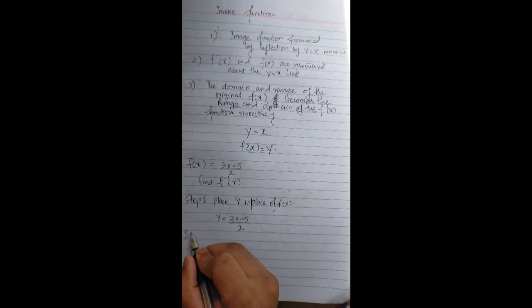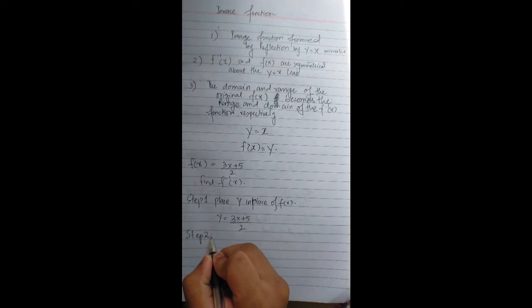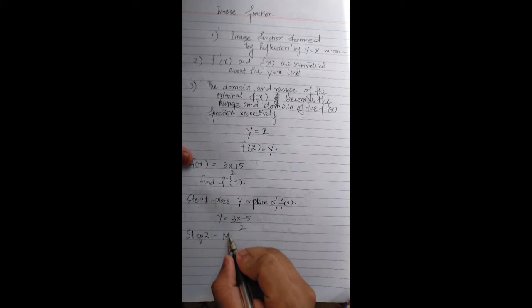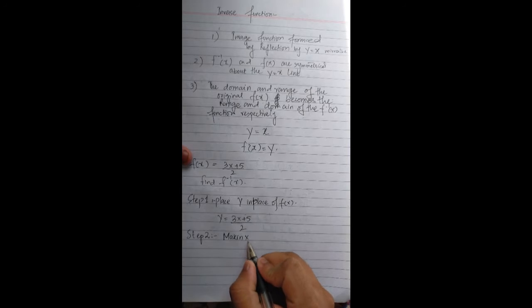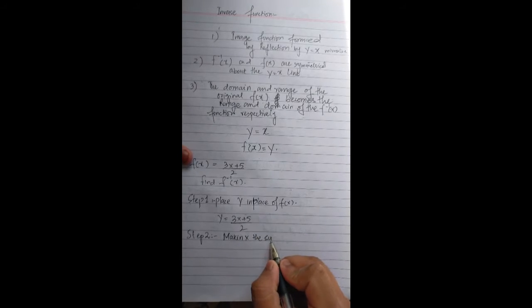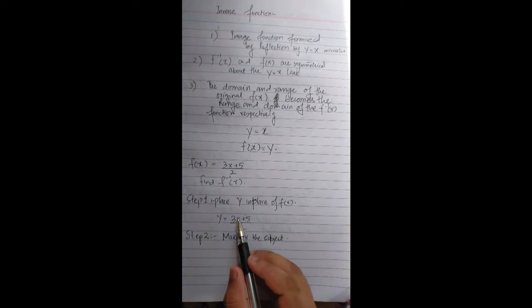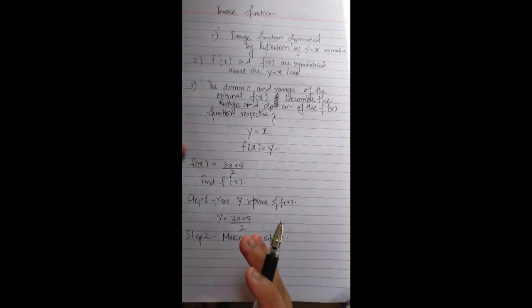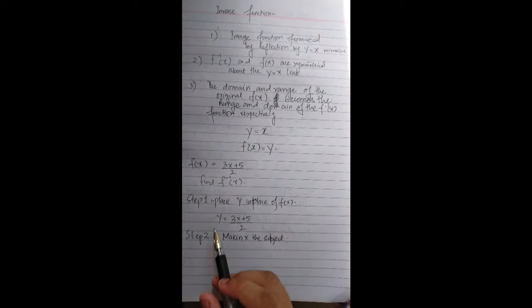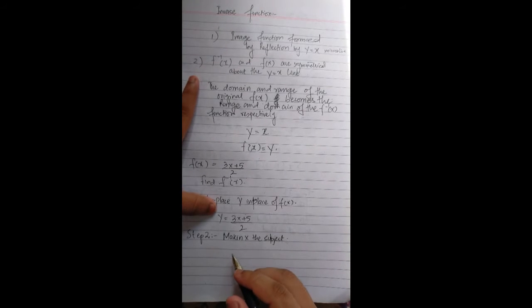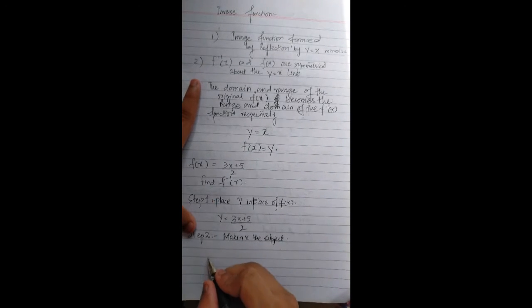Then step 2, we have making x the subject. For making x the subject, you need to leave x on one side of the equation and everything on the other side of the equation. So 2 is getting divided here. We will multiply the whole equation by 2.